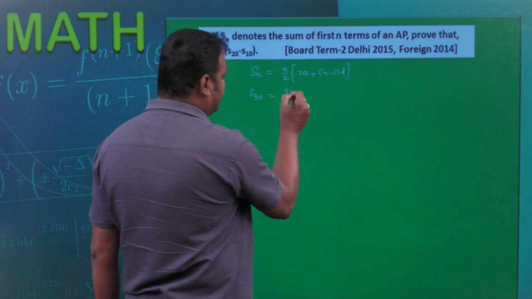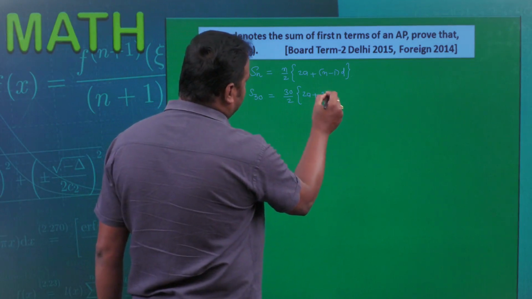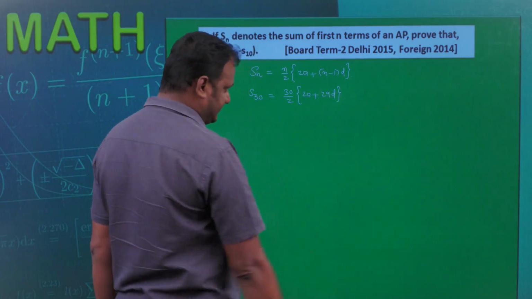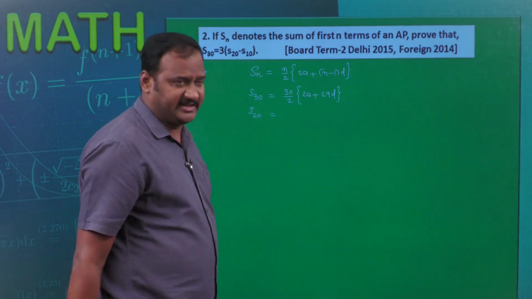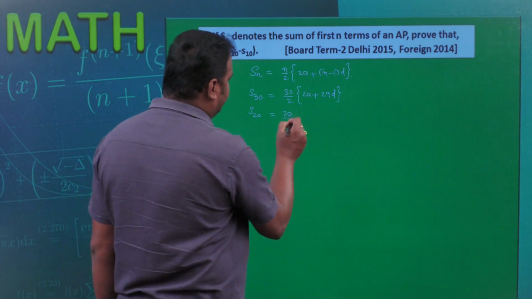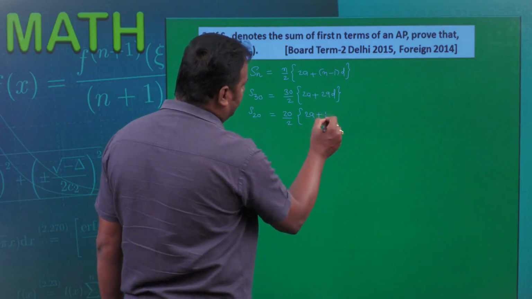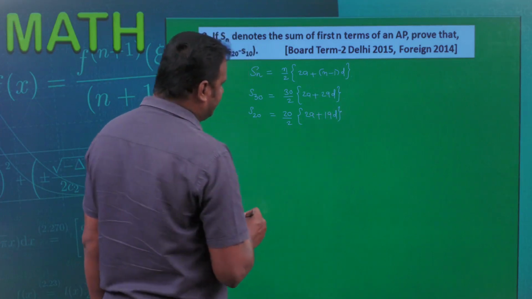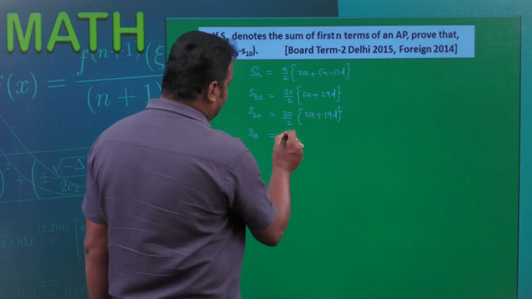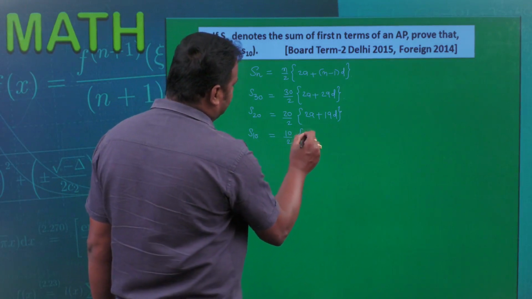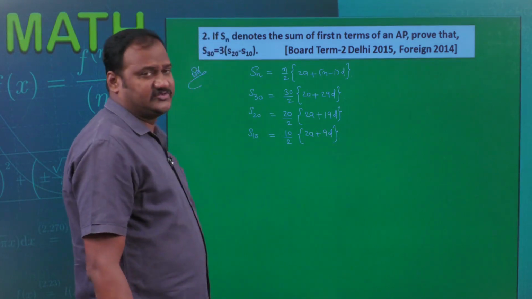So substitute 30. So 30 divided by 2 times (2a plus 30 minus 1, which is 29d). This is S30. And what is S20? S20 is again the sum of first 20 terms of the arithmetic progression. That is going to be 20 divided by 2 times (2a plus 20 minus 1, which is 19d). And similarly S10. S10 is equal to the sum of first 10 terms of the arithmetic progression. That would be 10 by 2 times (2a plus 10 minus 1, which is 9d). So this is about S30, S20 and S10.